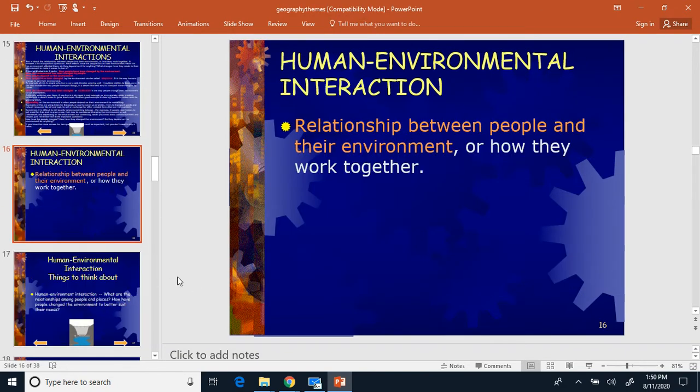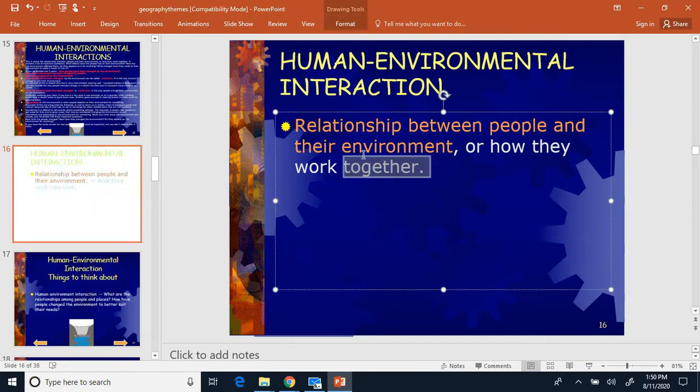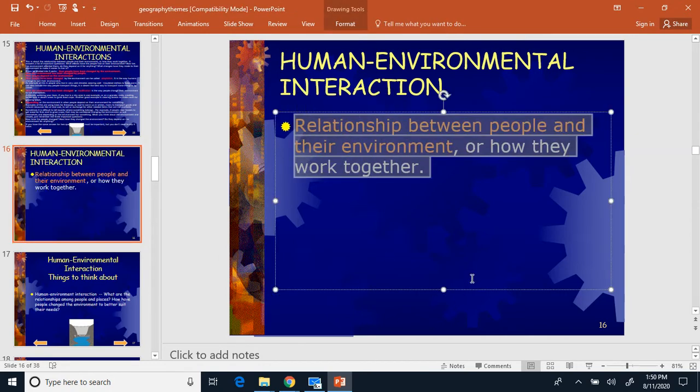We're going to make a number 1 underneath human environment interaction. And for 1, we're going to write down: relationship between the people and their environment, or how they work together. So write it down for number 1. And once you have that written down, that's where we're going to start today with our notes.